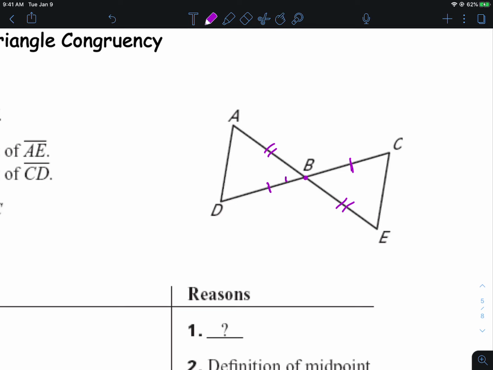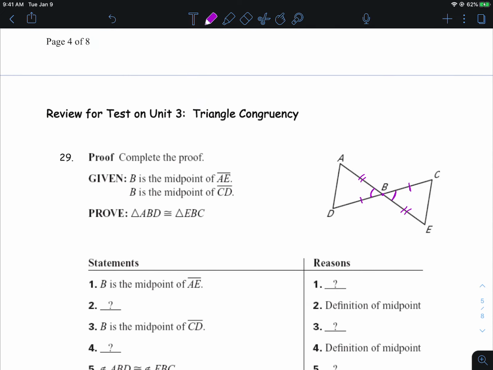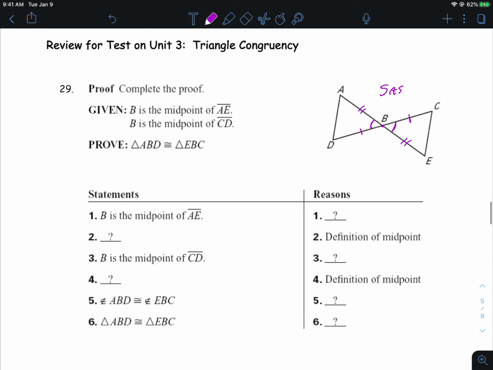One thing that you can always mark, we talked about it on the previous problems, was your vertical angles. You had your vertical angles and your shared side. You can always go ahead and mark those congruent right there. And that's because every vertical angle should be congruent. And then because of side angle side, these two triangles here should be congruent. So let's go ahead and fill that in. First thing here, B is a midpoint of AE, that was given to us.